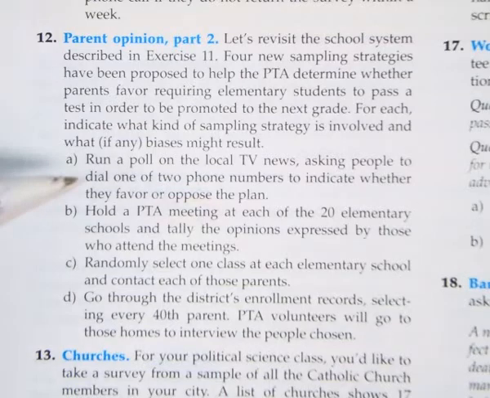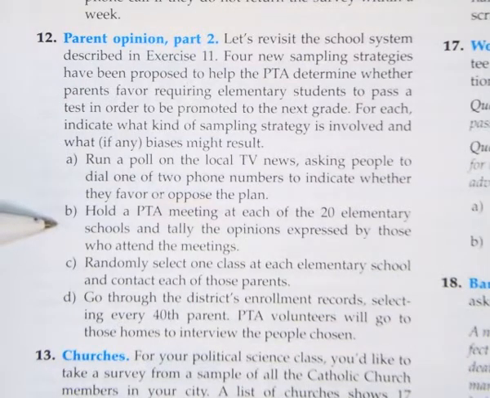So now we're going to run a poll on a local TV news asking people to dial one of 2 phone numbers to indicate whether they favor or oppose the plan. Okay, that's a voluntary response sample. That's going to lead to a response bias because only people with strong opinions are going to call in, and that in effect is going to lead to undercoverage.